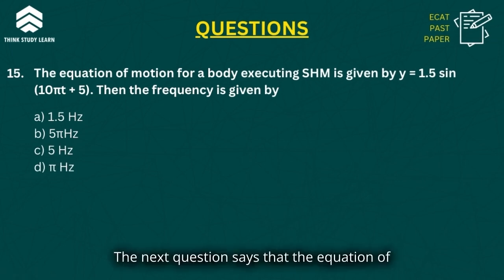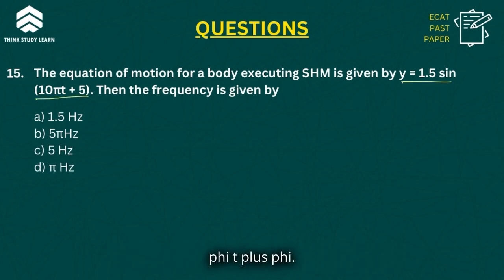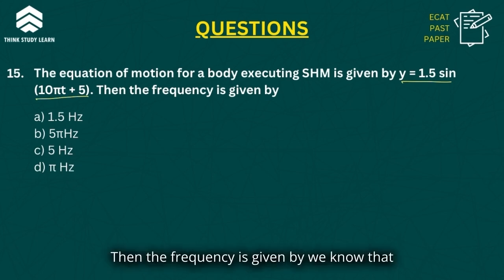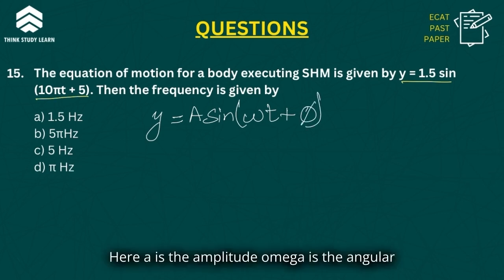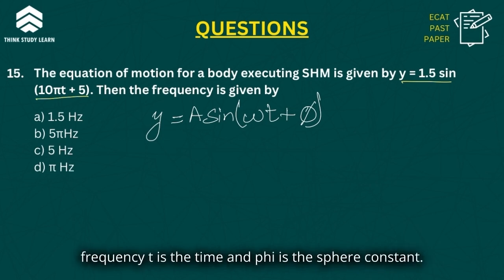The next question says that the equation of motion for a body executing simple harmonic motion is given by y is equal to 15 sine (10 pi t plus 5). Then the frequency is given by. We know that the general form of the formula is y is equal to A sine (omega t plus phi). Here, A is the amplitude, omega is the angular frequency, t is the time, and phi is the phase constant.